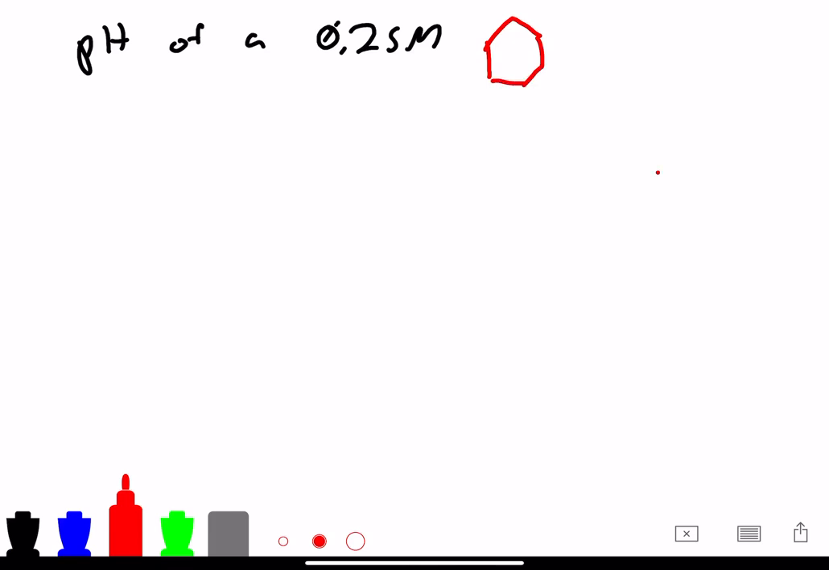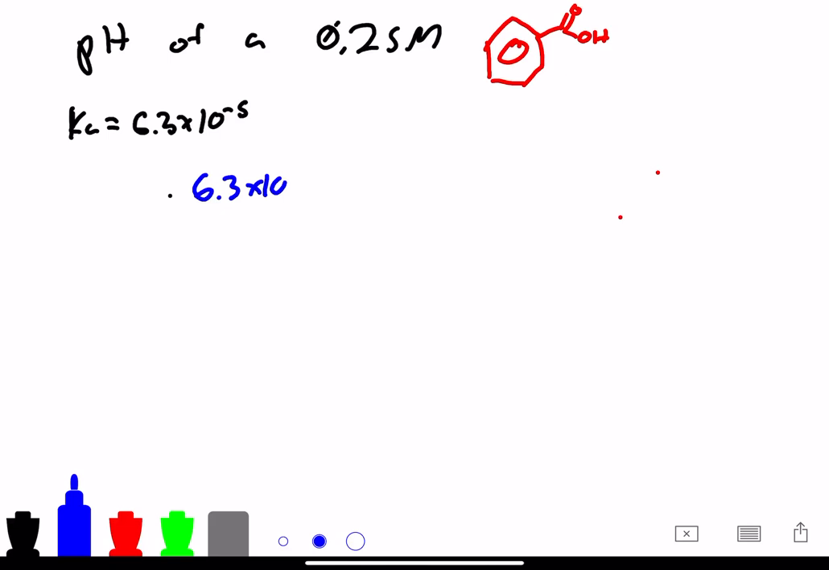Find the pH. So we're going to find the pH of a 0.25 molar solution of benzoic acid. And the Ka for this one is equal to 6.3 times 10 to the negative fifth. Okay, so because Ka is less than 1 times 10 to the negative fourth, we can use the approximation method here. So if we set up our expression, we can say that 6.3 times 10 to the negative fifth is going to be equal to x squared over 0.25, because we can neglect that minus x.